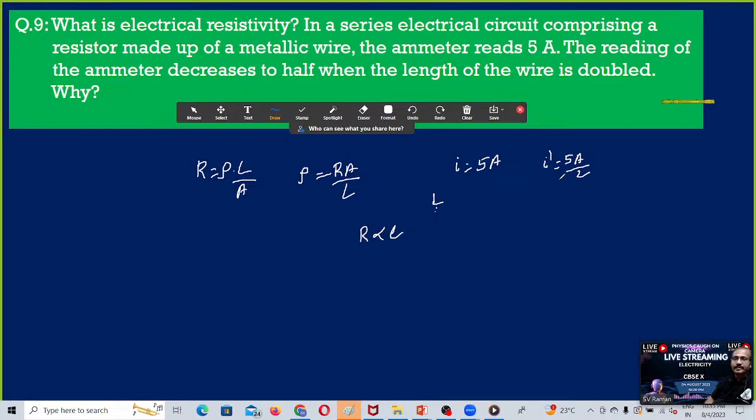Yes. So why is it? We need to say the reason. The resistance will be double if the length of a conductor is doubled, so current will be reduced to half. That's the reason the ammeter is showing half of the reading. Clear? Next question.